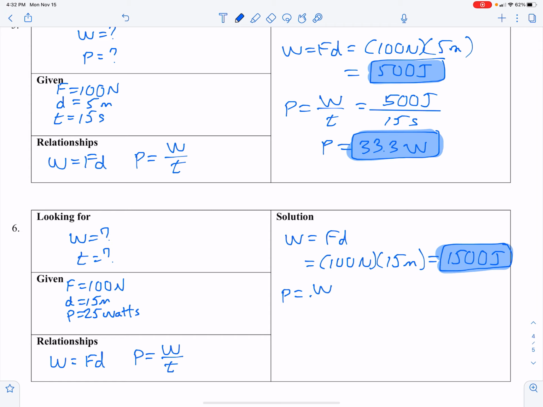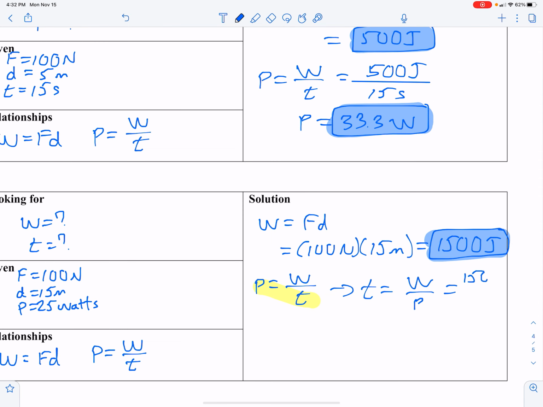Now to find the time, we need the power equation with time in it, and we're going to go ahead and do this thing called the switcheroo, where we end up switching out the denominator with the other side of the equal sign. The work was 1,500 joules that we just found right here, divided by 25 watts of power. And we should get about 60. Since the proper unit of time is seconds, 60 seconds.